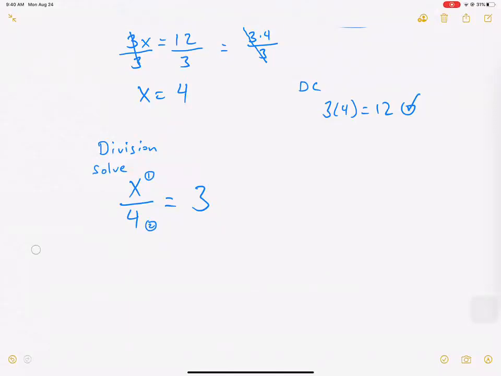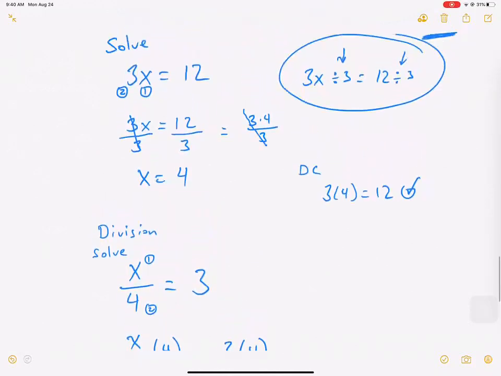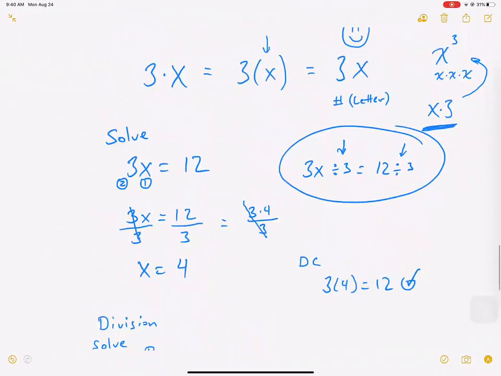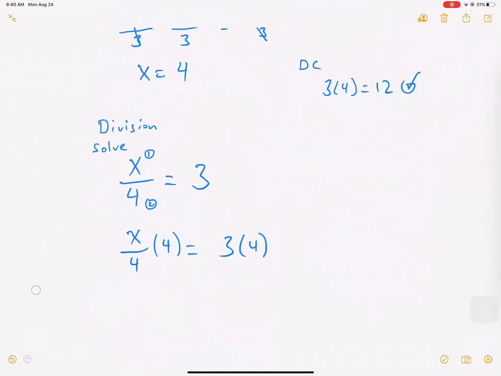So we're going to say x over 4 equals 3, giving myself some space. And I'm going to write parentheses 4 to both sides. Now, if you remember, this is one of the ways we write multiplication. I can write it with parentheses. You could also write x over 4 dot 4 equals 3 dot 4. That is 100% okay also. Another method of writing multiplication.